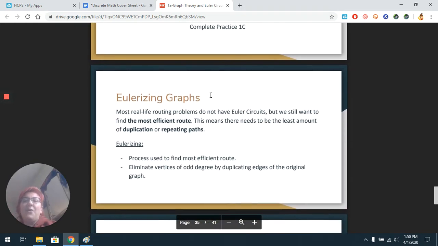Let's take a look at how to Eulerize a graph. What is that even? Why would we do that? Well, we do it because most real-life routing problems don't have Euler circuits. You're going to have vertices of odd degree, but we still want to find the most efficient route. And this means there needs to be the least amount of duplication or repeating paths. So Eulerizing a graph is a process we use to find the most efficient route, and we eliminate vertices of odd degree by duplicating edges of the original graph.